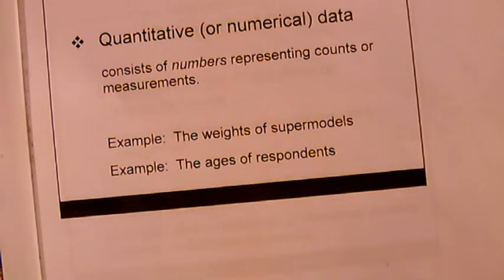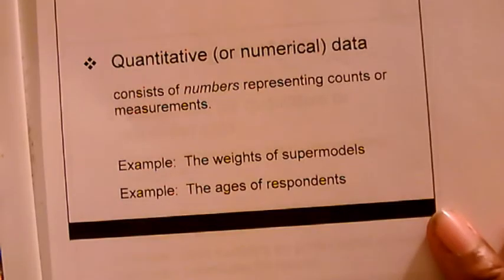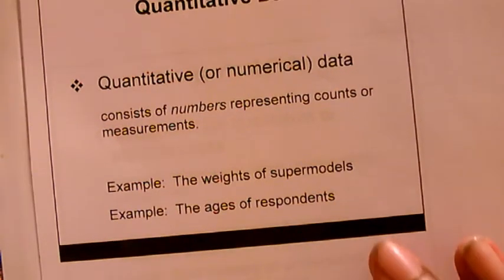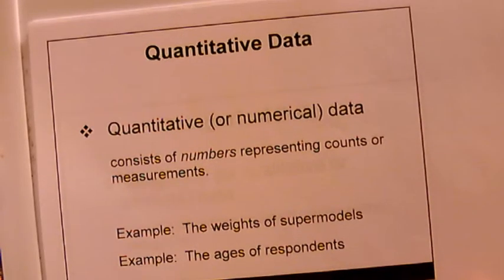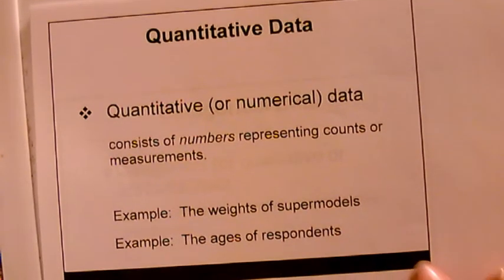Quantitative or numerical data. Quantitative data consists of numbers representing counts or measurements. Like the weights of supermodels. That's quantitative data. Or the age of respondents. That's also quantitative data, because those are numerical data values that represent counts or measurements.